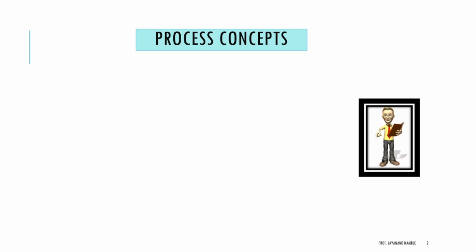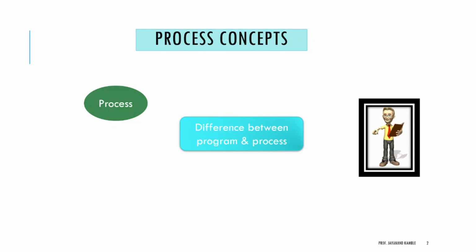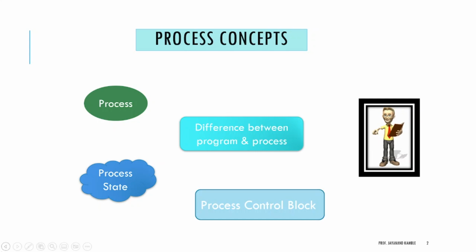Today we will be talking about some of the important operating system concepts, that is process. Here we are going to talk about process, then we will talk about the difference between program and process, then we will talk about some of the process states, and then finally we will conclude the session with process control block. So let's begin. What is a process?